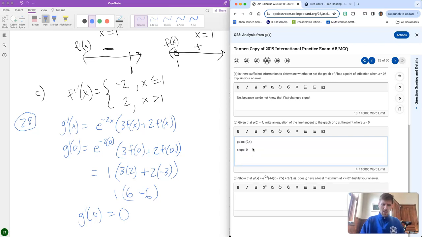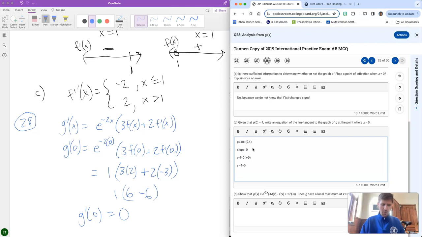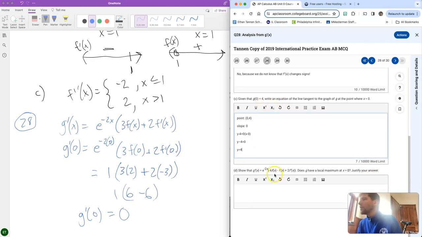So it'd just be y minus the y value, which is 4, equals the slope times x minus the x value, which is 0. So I guess the right side just becomes 0, so y minus 4 equals 0. So if I add the 4 over, it's actually a horizontal tangent line, the line y equals 4. That's my answer. Okay, we're doing pretty good now.